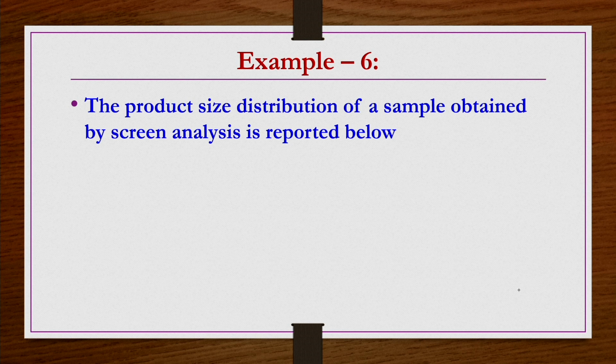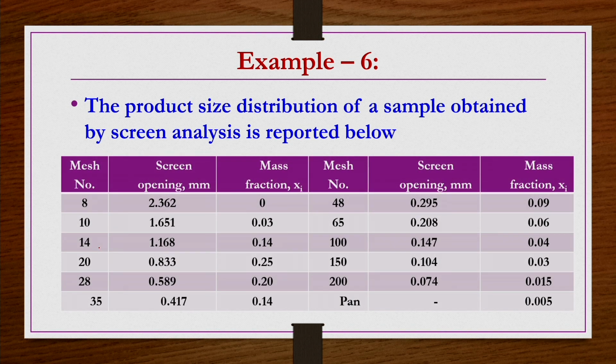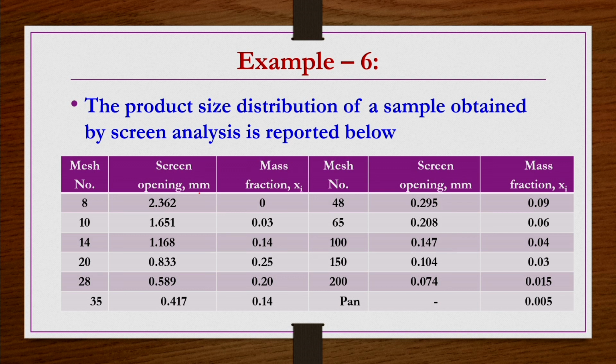Here we see the particle size distribution of a sample obtained by screen analysis, given in a table: mesh numbers 8, 10, 14, 20 and so on, up to 200 and pan, with their corresponding screen openings in mm along with their mass fractions. Screen analysis has been done using screens between 8 and 200, and the mass retained on each screen has been converted into mass fractions and reported against individual screen increments, from pan to 8 mesh in increasing order, right.